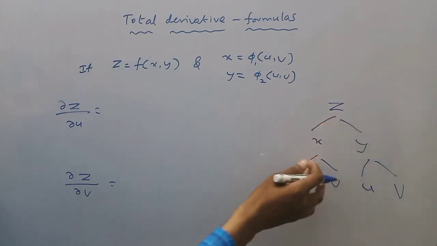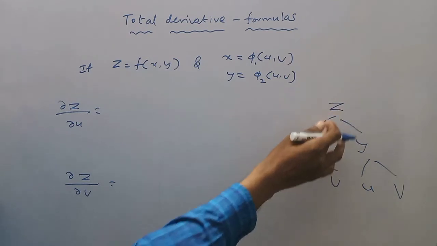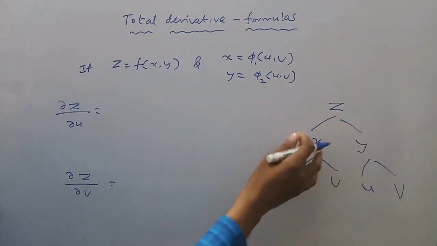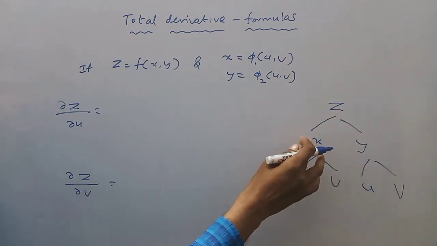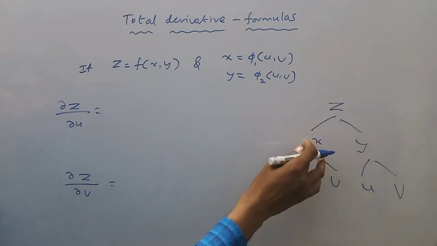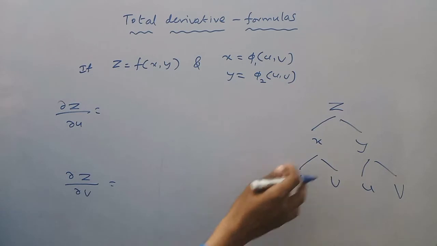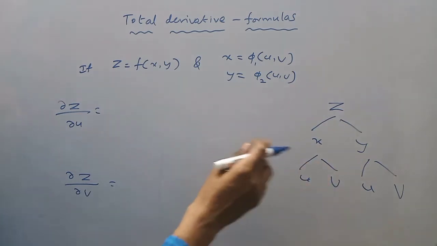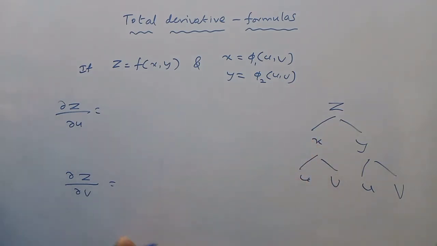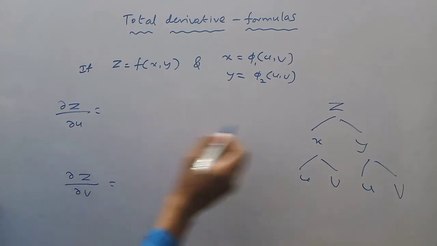So if you are crossing through x, z is a function of x and y, two variables. Two variables means the notation is dou. So dou z by dou x. Again, x is a function of u and v, again two variables, so again the notation is dou. Dou x by dou u.